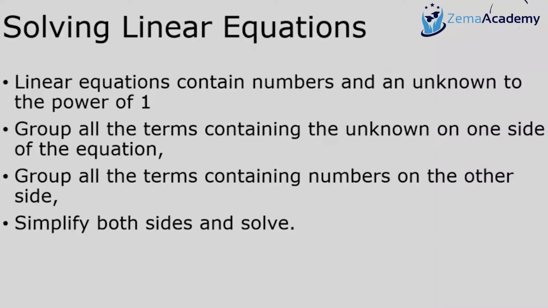We're going to be solving linear equations. Now, these are equations that contain a mixture of numbers and an unknown to the power of 1. So there's no squared or cubed in here. We're just doing a standard linear equation with one unknown and some numbers. Now, the way we approach this is to group all the terms containing the unknown, for example, x, on one side of the equation. We group all the terms containing the numbers on the other side of the equation, and then simplify both sides to solve the equation.